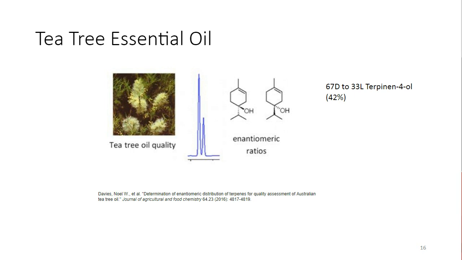But if you are seeing limonene at 59 D to 41 L in tea tree, it is authentic tea tree. Otherwise, it has been played with limonene also. So limonene is a small chiral biomarker molecule in tea tree oil.